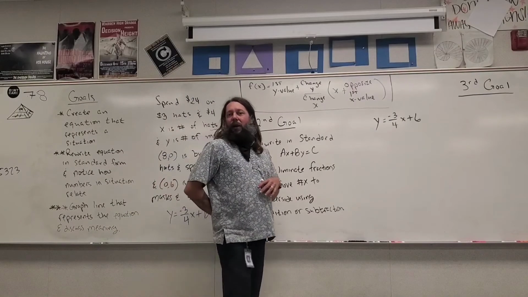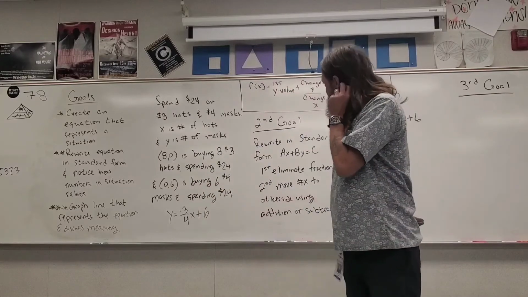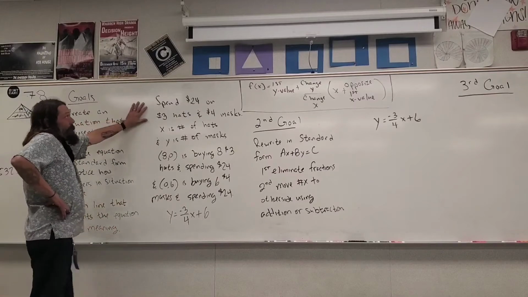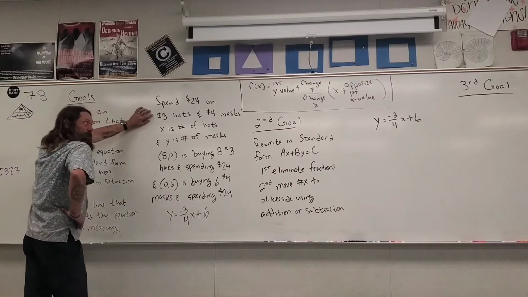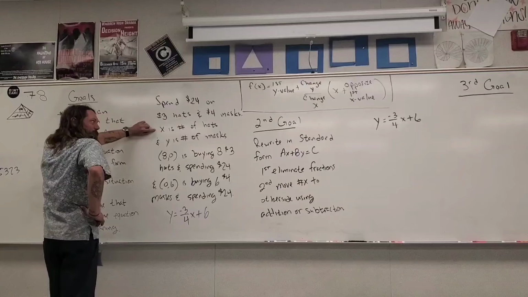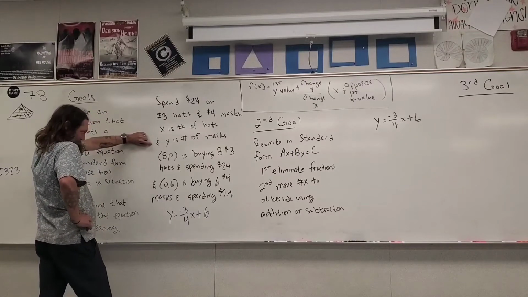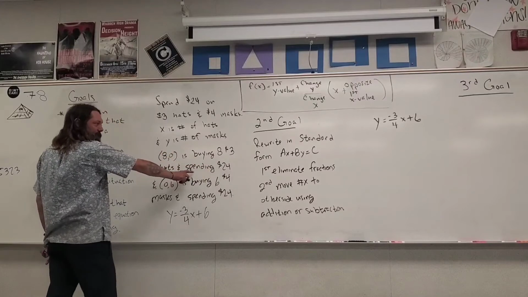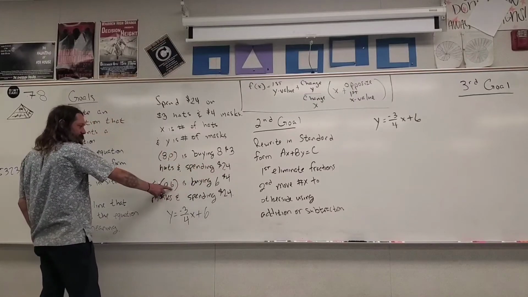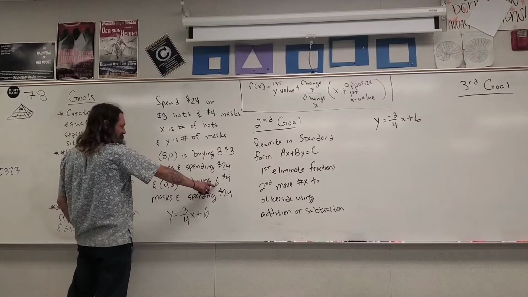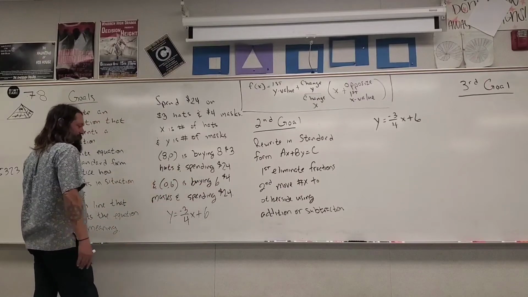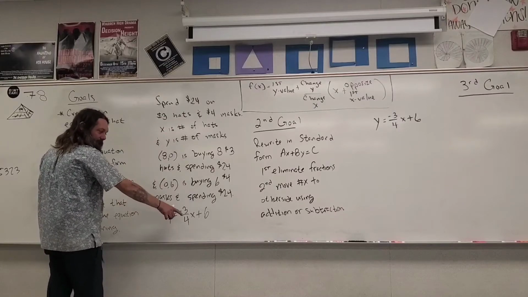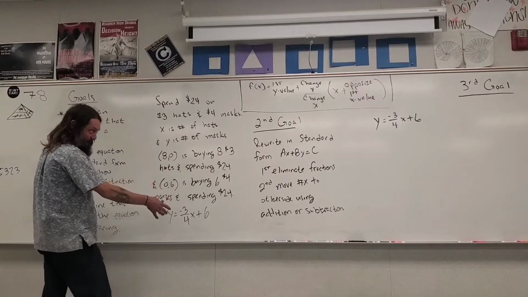I'm back. So let's go ahead and move on to our second goal. But before I do, let me just remind you how we got to our second goal. You're going to spend $24 on $3 hats and $4 masks. X is the number of hats and Y is the number of masks. 8, 0 means buying 8 $3 hats and spending $24. 0, 6, that's our Y, is buying 6 $4 masks and spending $24. We used the table, plugged into our formula, and simplified and got the following equation.